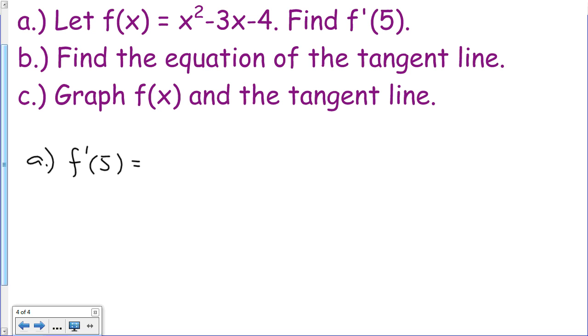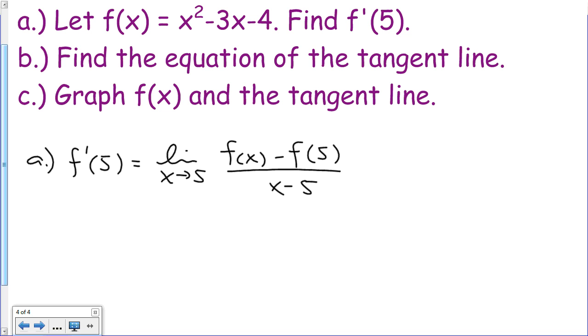So to find f prime of 5, I'm just going to go back to the definition that we just wrote down and write that down here. Of course, I'm replacing the c in that definition with 5. So I have the limit as x goes to 5 instead of x going to c, of f of x minus f of 5 instead of f of c there, all over x minus 5 instead of x minus c. So I've just rewritten that definition, replacing c with 5.